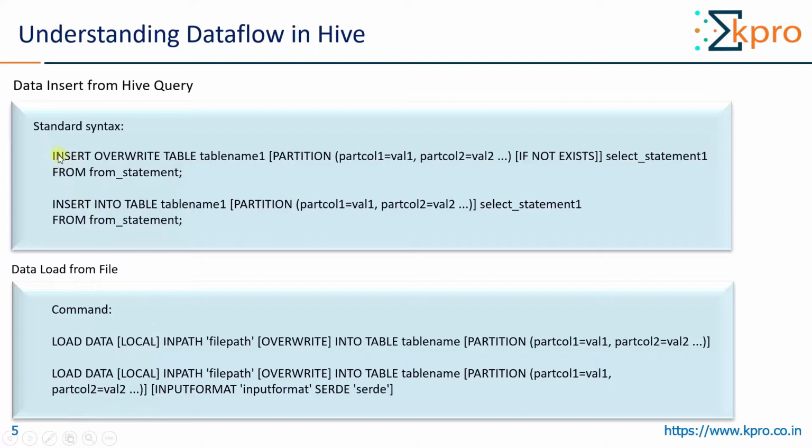So these are the standard syntax from which data can be inserted into a Hive table. And there are two types of command, like load data local inpath. If the file is existing in Linux system, and if the data exists in the HDFS and from there we have to put it into Hive table, then load data inpath needs to be used.